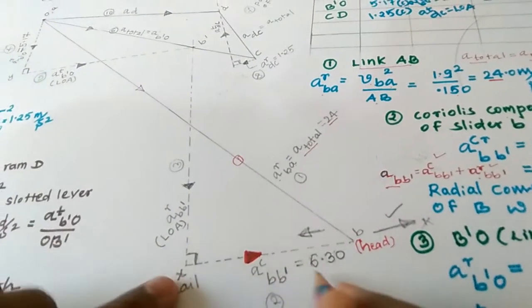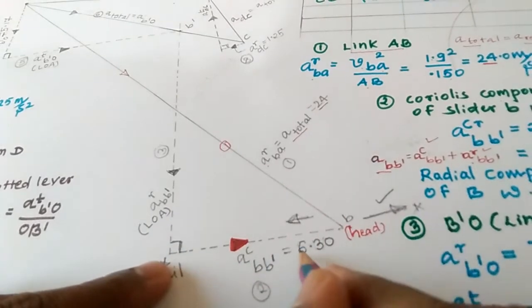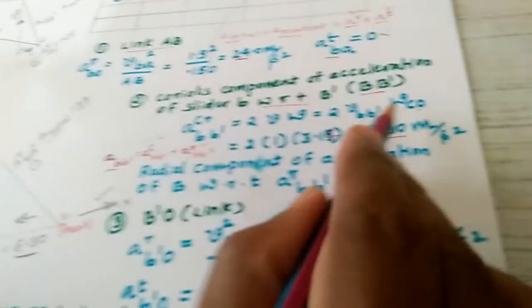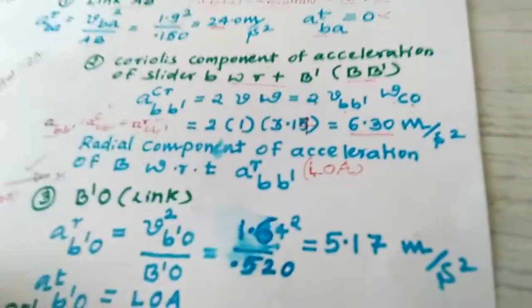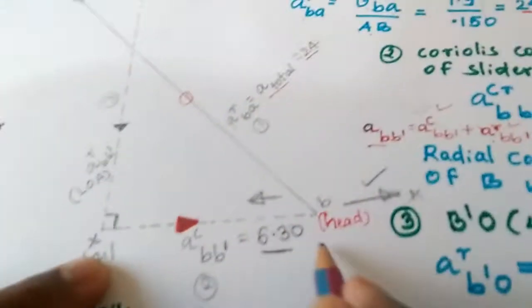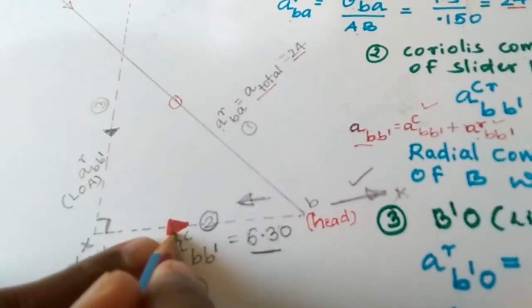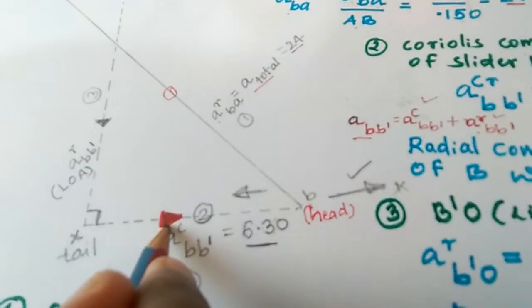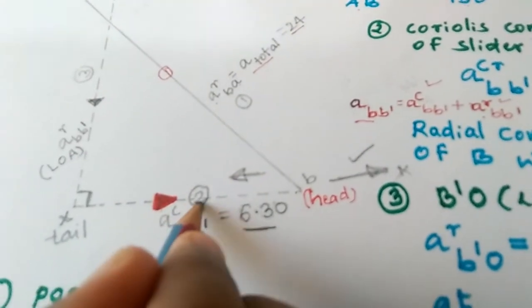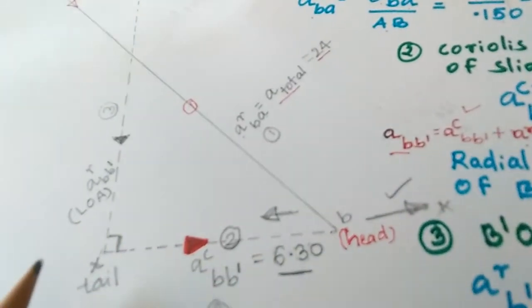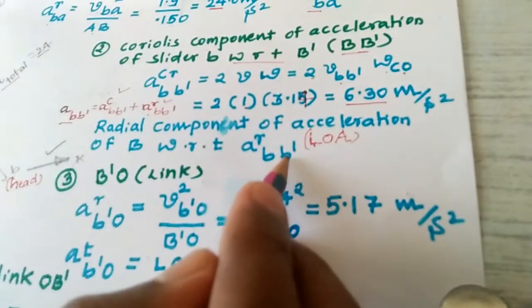That's why you have to draw the 6.3, that is the direction, that is the acceleration, the Coriolis acceleration. You draw to scale, and this is the second one. Direction as usual, which you got from the Coriolis component. You have to take it as the second one, with B as the head and the remaining as the tail. One more component, what? The radial component, that is a radial B dash.